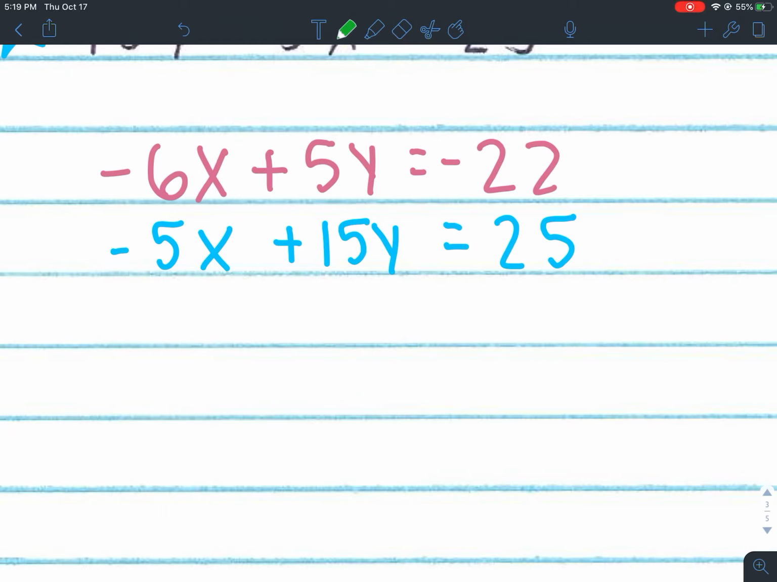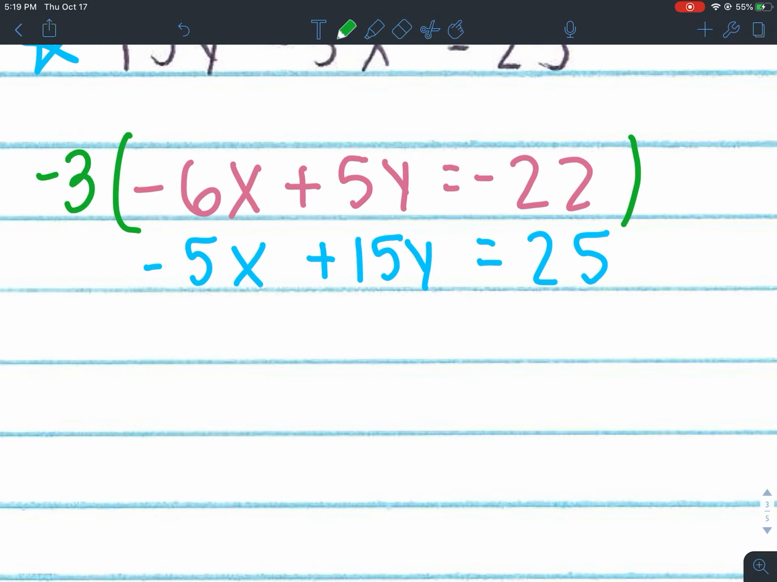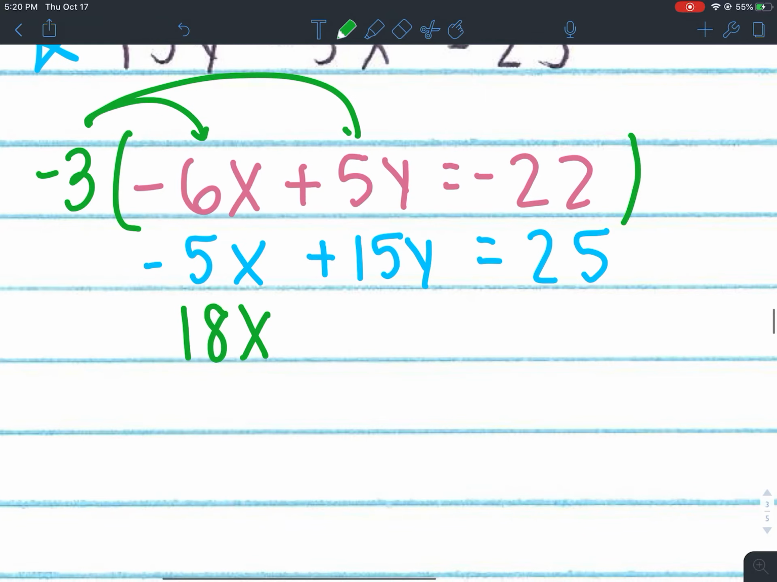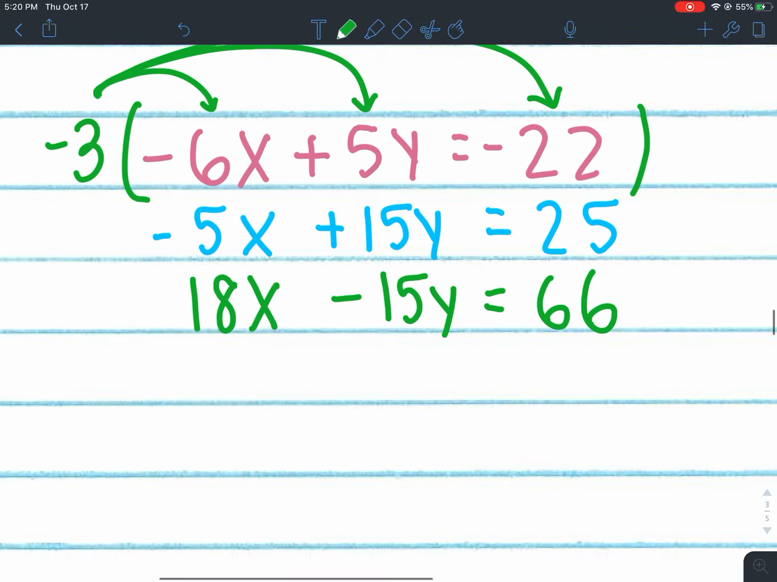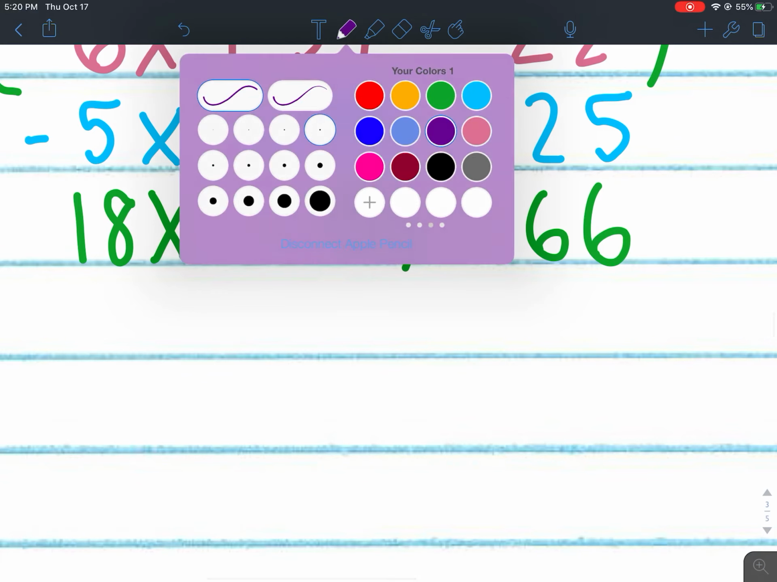But I think I could get the 5 and 15 to eliminate because I can get 5 to become 15 by multiplying everything by a 3. But I also need an opposite sign, so I'm going to multiply everything by negative 3. So I'm going to multiply all of this by negative 3. Negative 3 times negative 6x is going to be positive 18x. Negative 3 times positive 5y is going to be negative 15y. Negative 3 times negative 22 is positive 66.